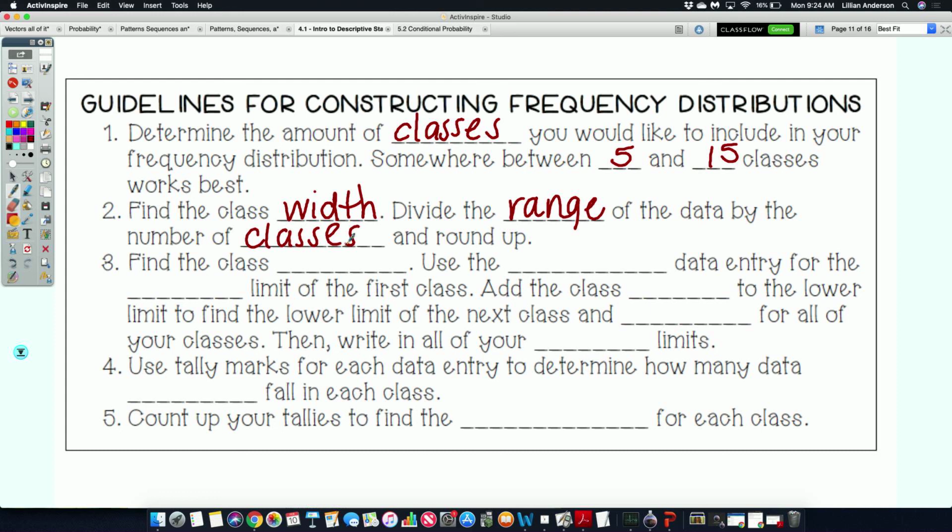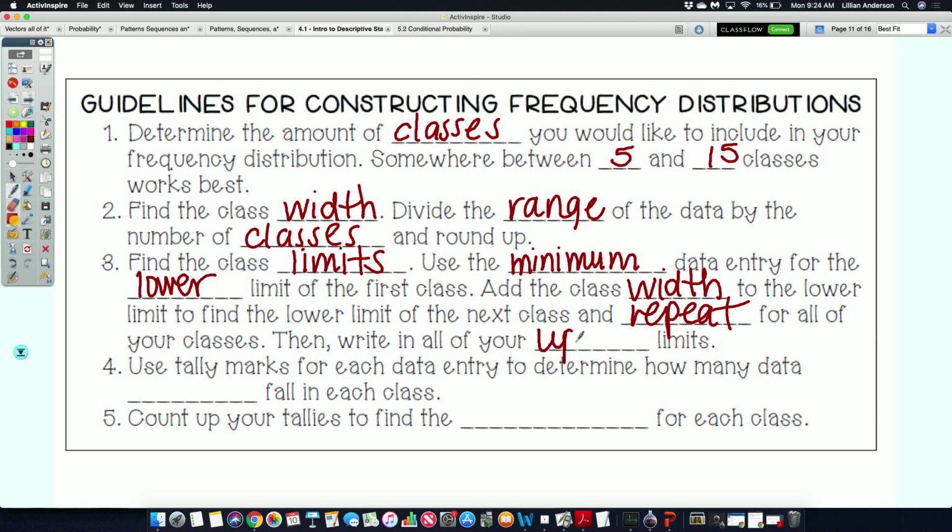Okay? After that, you want to find your class limits. You want to find your upper limits and your lower limits. To do that, you use the minimum data entry for the lower limit of the first class. And then from there, you add the class width to the lower limit to find the lower limit of the next class, and repeat for all of your classes. After that, you need to write your upper limits.